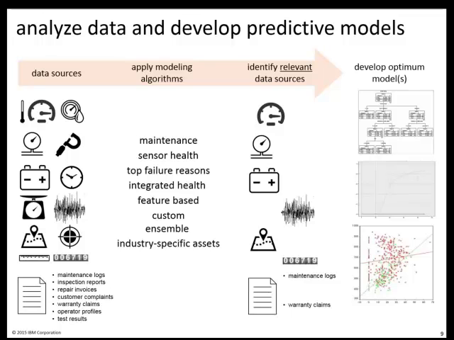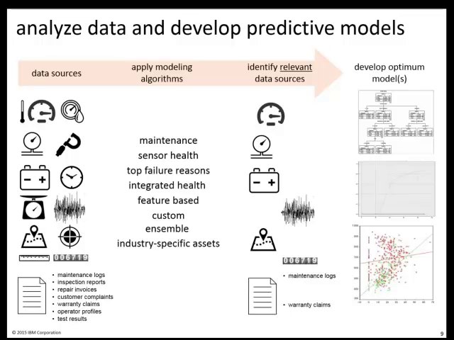We can assess the top failure reasons for an asset and provide a probability around each of those. Or we can combine things like maintenance and sensor health model to develop an integrated health model perhaps to achieve a greater degree of accuracy in predicting that particular asset performance. Also give clients the capability to develop custom models as well as providing industry-specific models, asset models right out of the box.